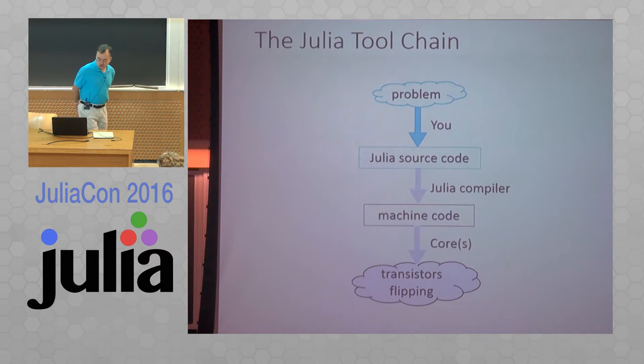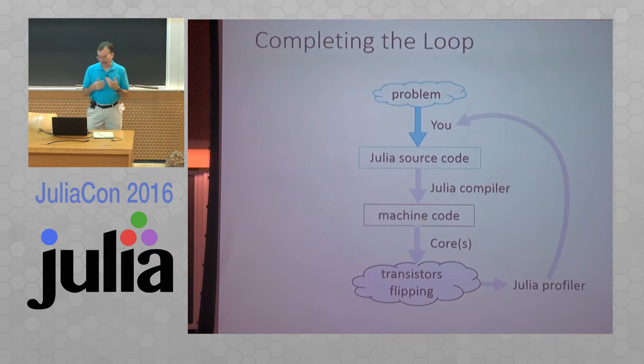So the Julia tool chain: you start out, you have some sort of problem you're trying to solve. You write some source code. And then you run it through the Julia compiler. And that turns it into machine code. And then the machine code is actually not down to the metal yet. The machine code, at least on modern high-end processors, goes through some more translation on the chip before it's finally flipping the transistors. And the rate at which you flip the transistors, getting your work done by flipping the fewest, is how you speed up the code.